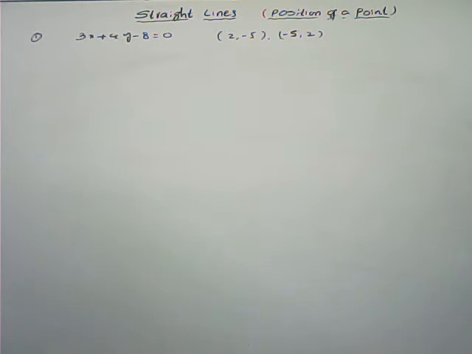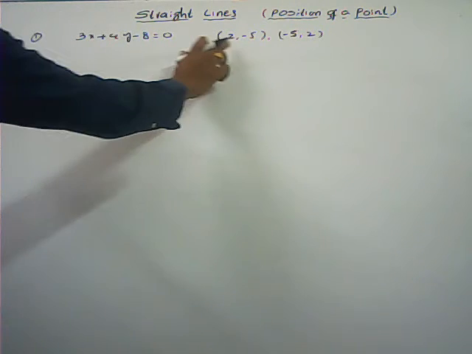Here one line and two points are given. If the line 3x plus 4y minus 8 equals 0 is denoted by L, then the points 2 comma minus 5 and minus 5 comma 2 are given. The options are: lie on the line; second option, lie on the same side of L; third option, lie on the opposite side of L; fourth option, equidistant from L. So one by one you can verify the options. First, 2 comma minus 5.